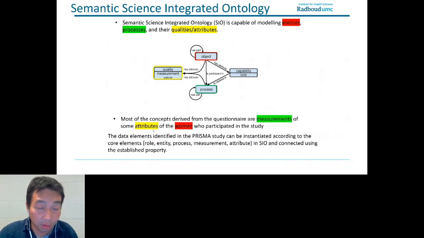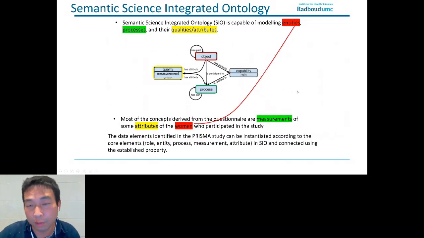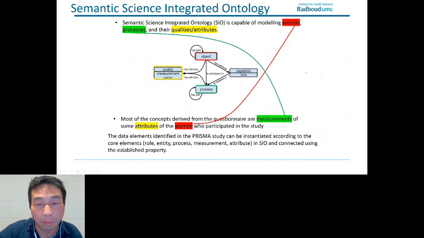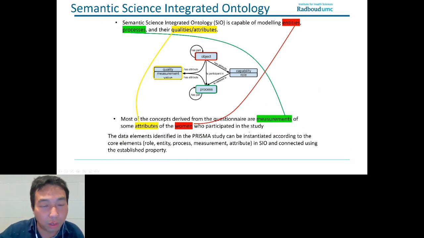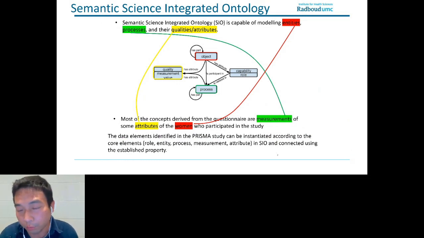So we can find a connection between the SIO and the data in our questionnaires. We link them with these color lines. So women can be treated as an entity, and the measurement can be treated as a process, and the attributes can be treated as qualities and attributes. So in this way, the data elements identified in the PRISMA study can be instantiated according to the core elements in SIO and connected using the established properties.